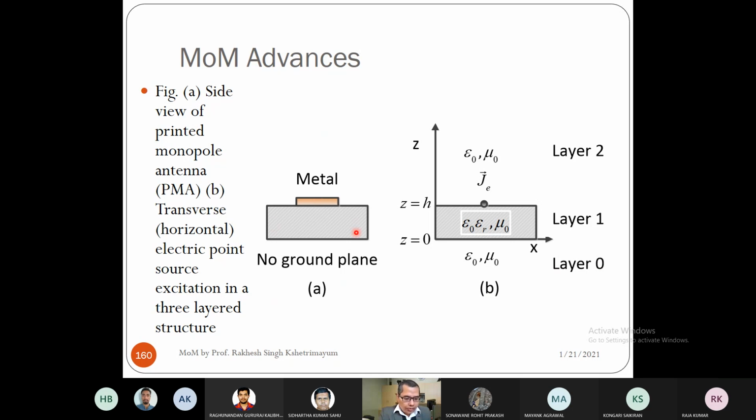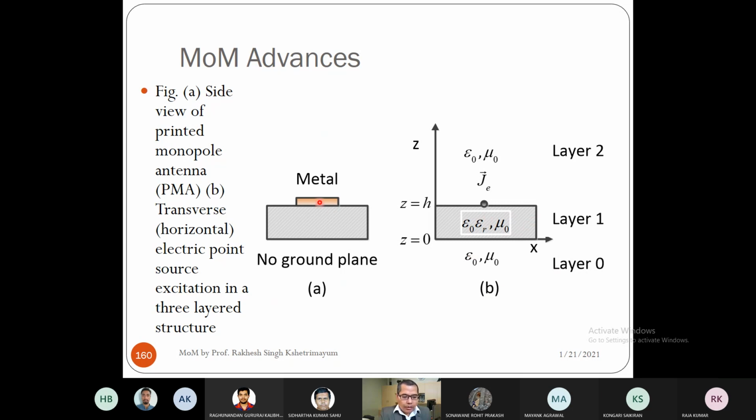Then you have the substrate layer. The substrate layer usually has epsilon as epsilon 0 times epsilon r. Epsilon 0 is the electric permittivity of free space, and epsilon r is the relative permittivity of this medium. For example, if you have an FR4 substrate, which is used for printed circuit boards, this epsilon r will be 4.4. Most dielectrics will have mu as mu naught. Only magnetic materials will have different values of mu. Otherwise, if you have a dielectric, then mu will be just mu naught, same as that of free space. So you have layer 0, then you have layer 1, which is the substrate.